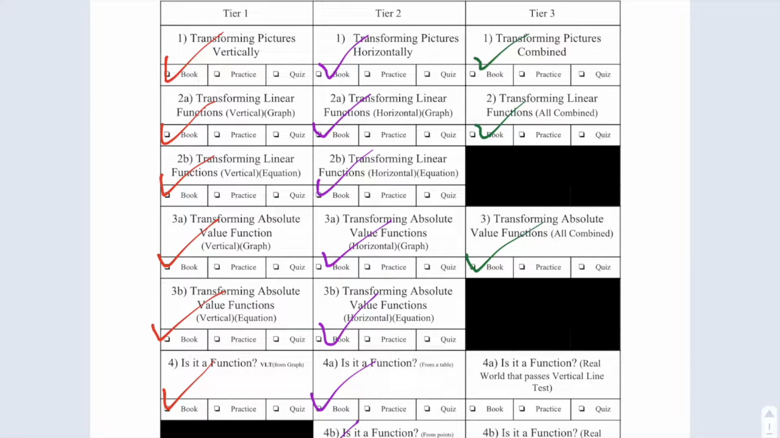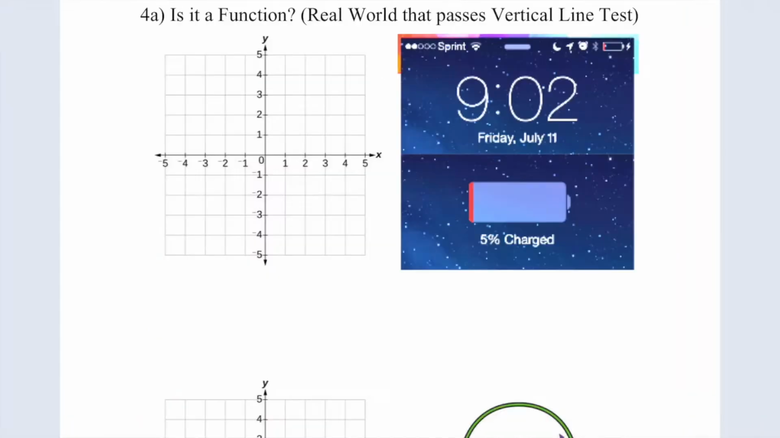Hello Algebra 1 students, we are in Unit 3, Tier 3, Lesson 4a, Is it a function, real world that passes the vertical line test. So let's check off our booklet. Here we are in Lesson 4 of Tier 3, Is it a function, real world that passes the vertical line test.